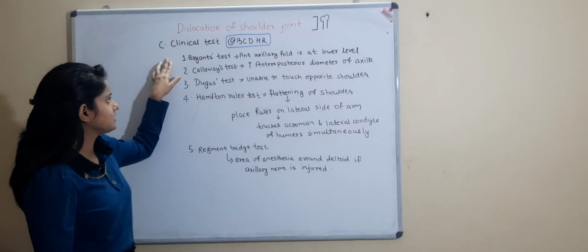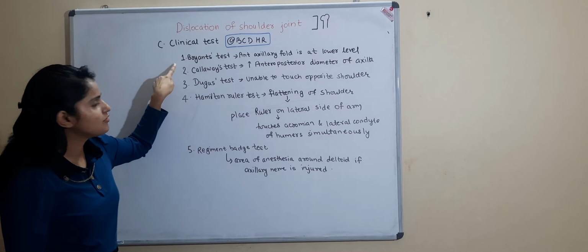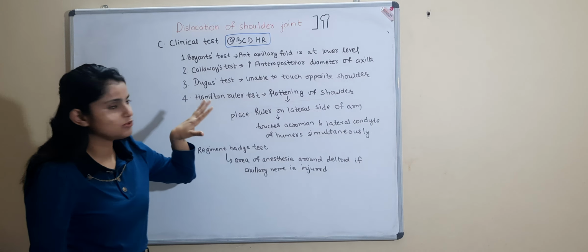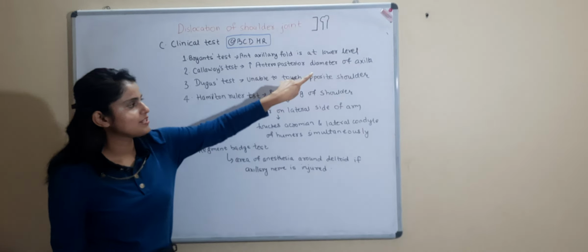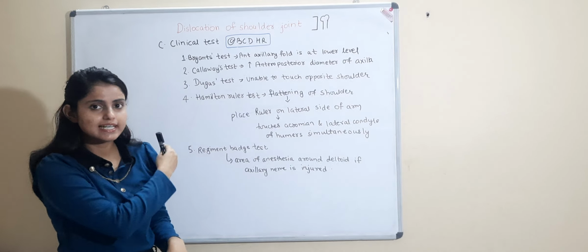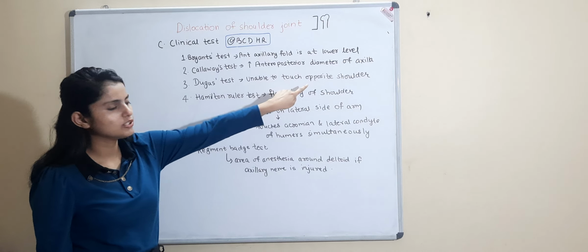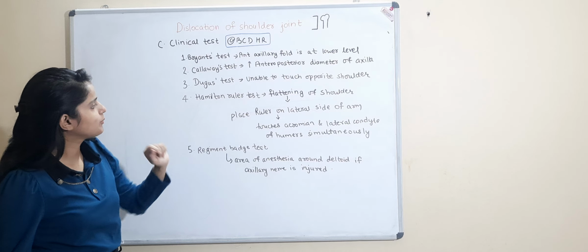Talking about the clinical test, we have mnemonics for that: B, C, D, H, R. B for Bryant's test. Anterior axillary fold is at lower level than the normal side. Callaway's test. Increased anteroposterior diameter of axilla at the head as the humeral head is displaced. Anteroposterior diameter will be increased. Dugas test. With affected limb, the patient is unable to touch the opposite shoulder.